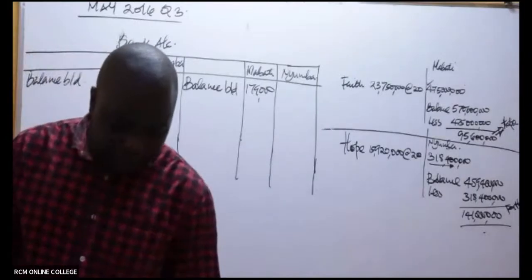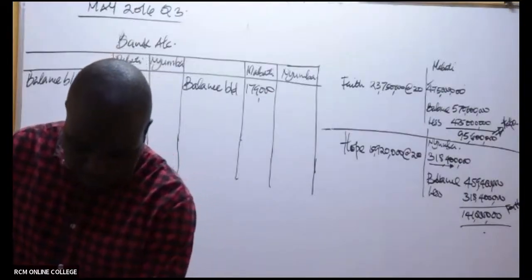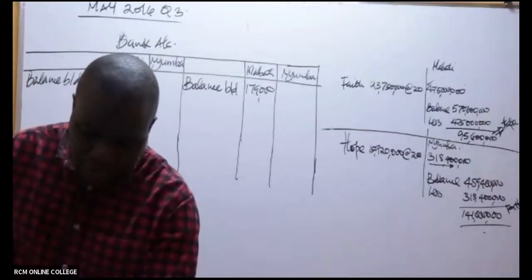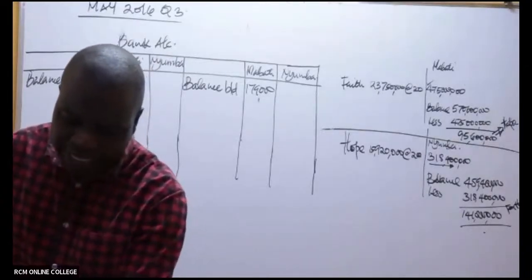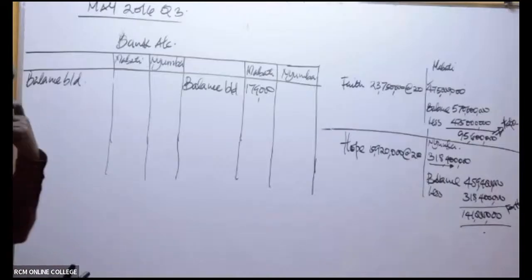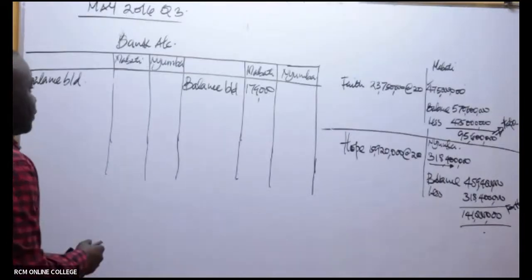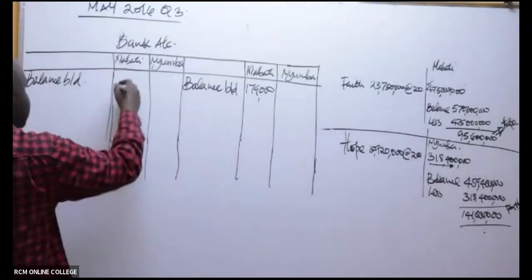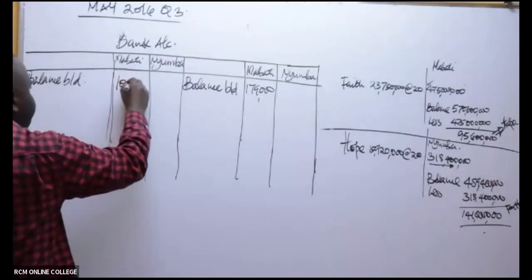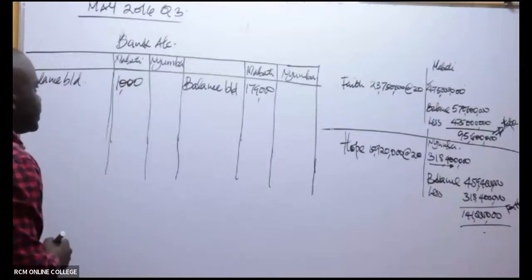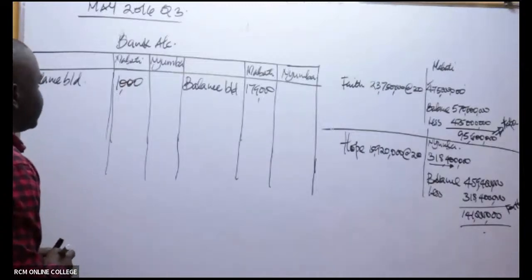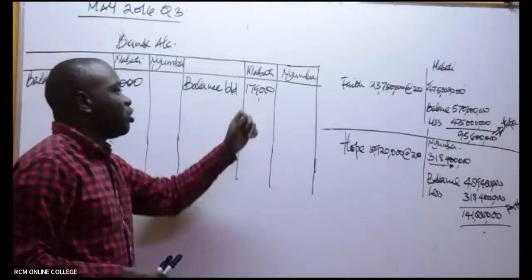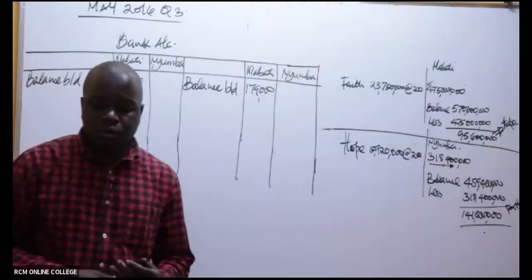So let's have a look. Mabati took over the bank overdraft. At the same time, they took over the cash. So in terms of cash, Mabati actually took over 1 million. You can see it under the assets there, the cash they took over was 1 million, but of course there was a bank overdraft of 179 million.